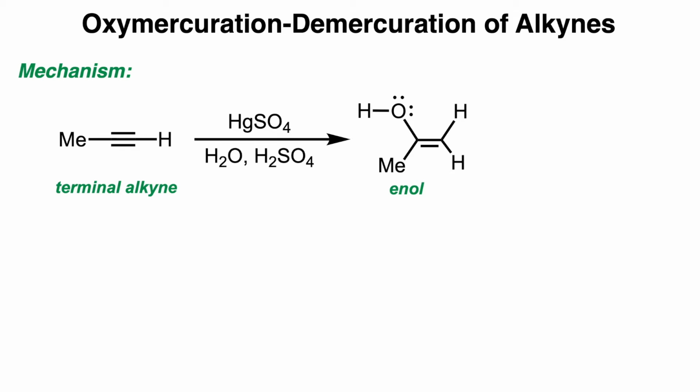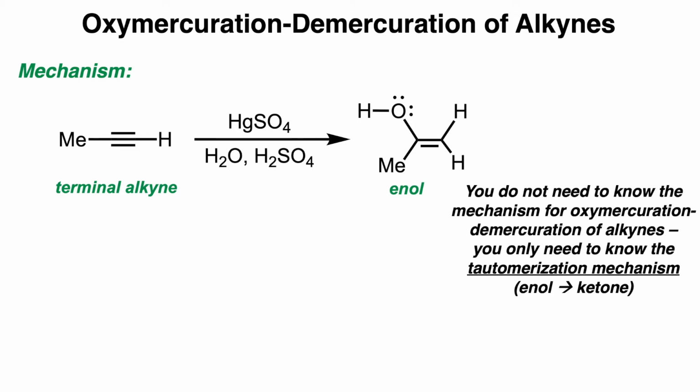For oxymercuration-demercuration of alkynes, you do not need to know the mechanism of how to form the enol. You just have to remember that this follows Markovnikov's rule, so the alcohol group should add to the more substituted side of the alkyne. But you do need to know the following steps for tautomerization, which is slightly different from that of hydroboration-oxidation.